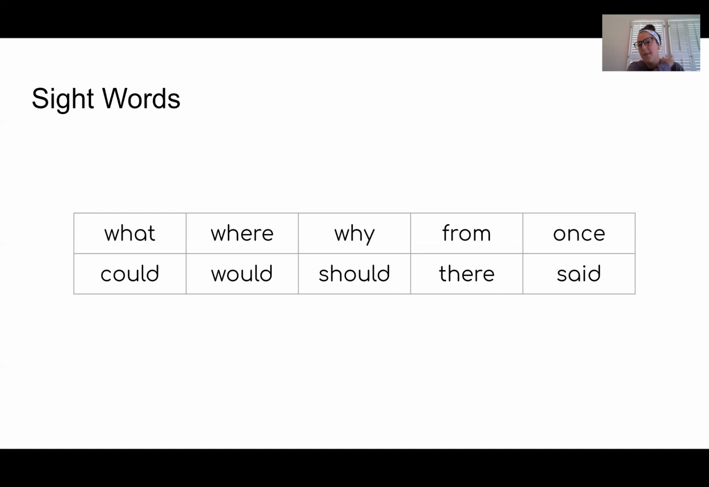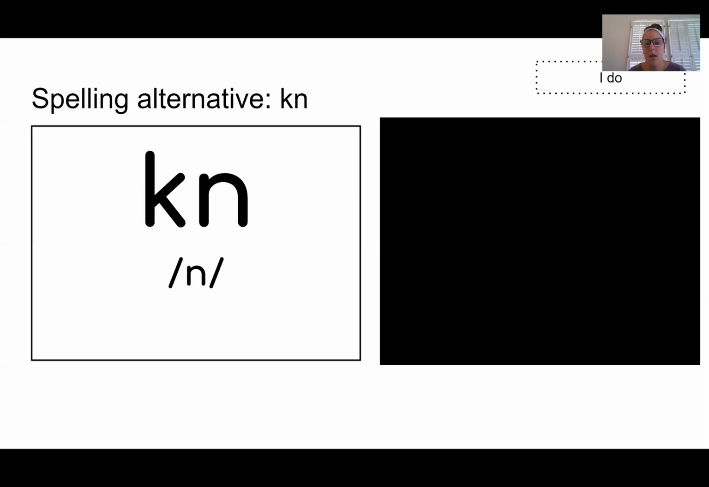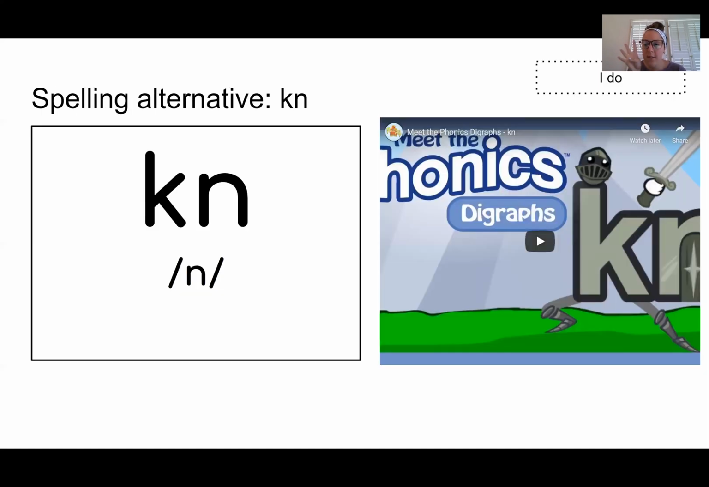Give yourself a nice big pat on the back. All right, now that you know your spelling and sight words for the week, let's move on. We're gonna learn 4 different sounds today. How many? Very good. All right, I want you to listen to me say the sound. KN says. Everyone say.